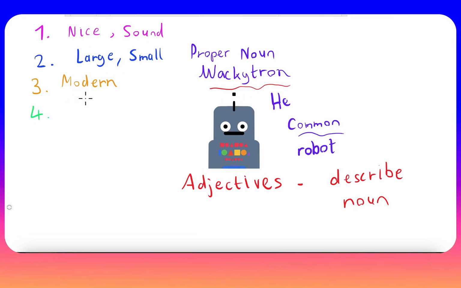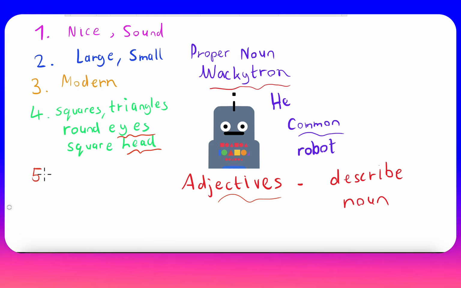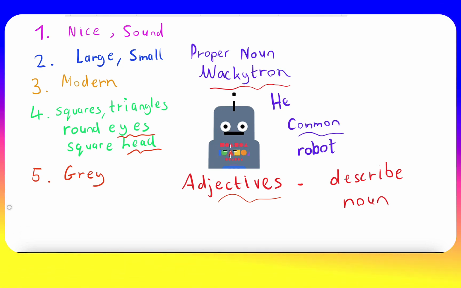Number 4, we have shape. He has squares, triangles, and circles on his chest. He also has round eyes and a square head. Here, as you can see, I'm describing his eyes and his head. I'm using my adjective to describe these attributes of him. Number 5, colour. He's grey. He's a grey colour. He also has other colours as well on his buttons.